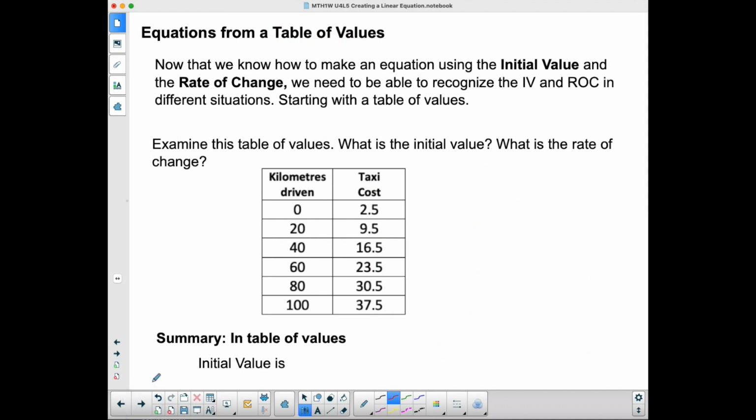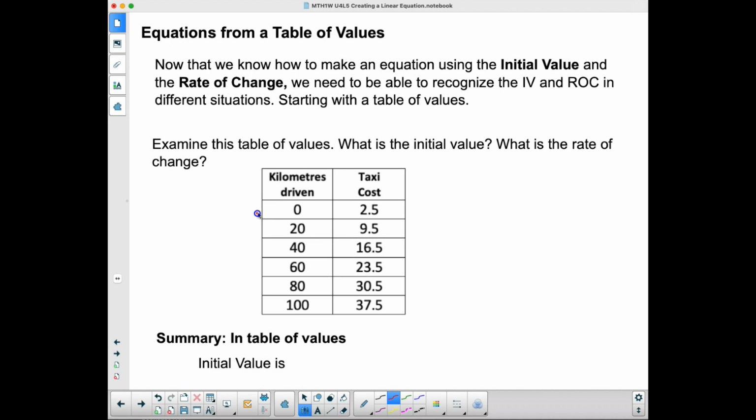Equations from tables of values. So now that we know how to make an equation using the initial value and the rate of change, we need to be able to recognize the initial value and rate of change in different situations, starting with a table of values. So here, we already know how to find rate of change.